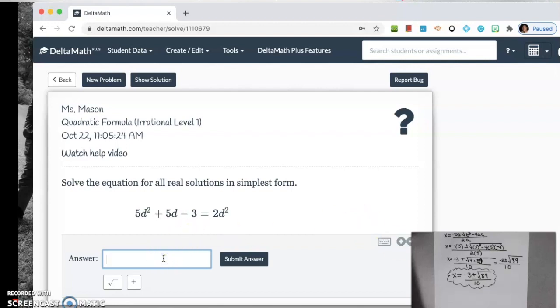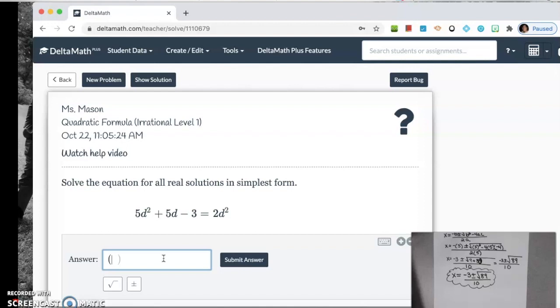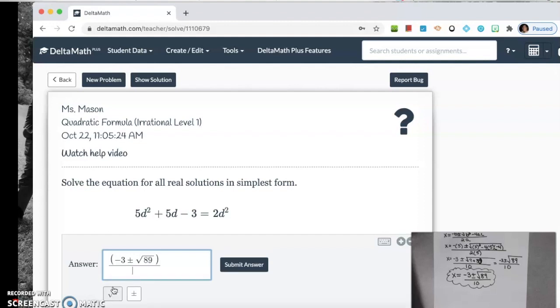So we do not need the x equals when we are plugging in, but since there is more than one thing on the top of the fraction bar, I need to use parentheses. Negative 3 plus or minus, they give you the plus or minus here, square root of 89. You jump outside the parentheses. You can use the slash, which is connected to your question mark, to make the fraction bar. And then you just type in 10.